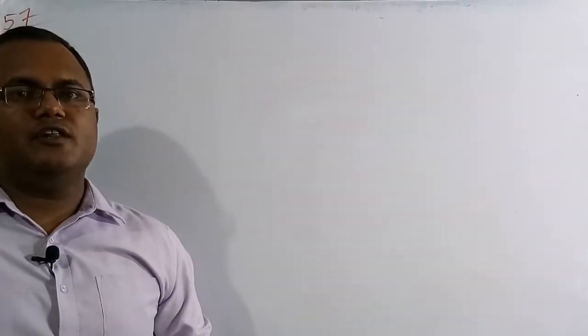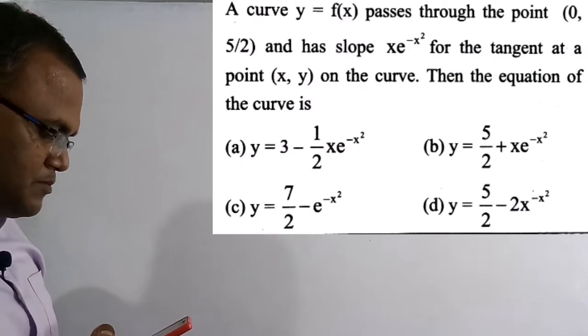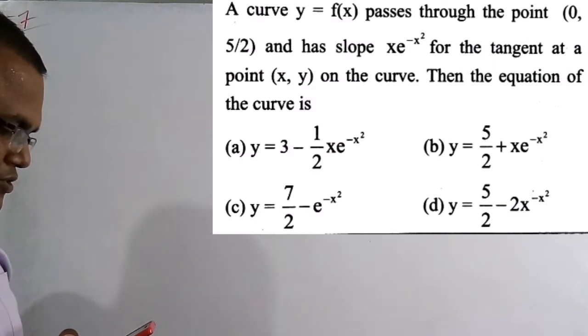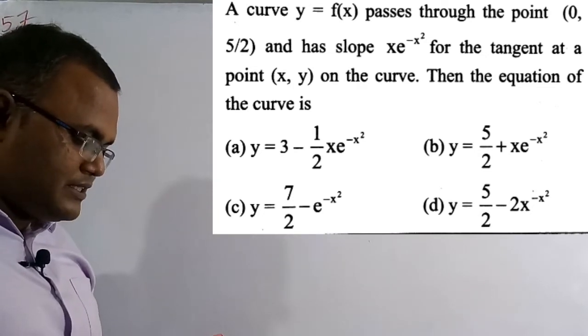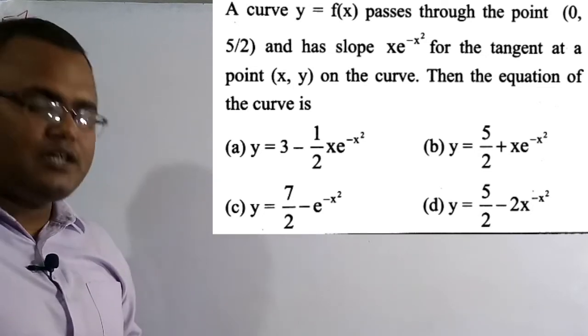So now we are going to solve the 57th question. See the question here. A curve y is equal to f of x passes through the point 0, 5 by 2 and has a slope of x into e to the power of minus x square for the tangent at a point x, y on the curve.